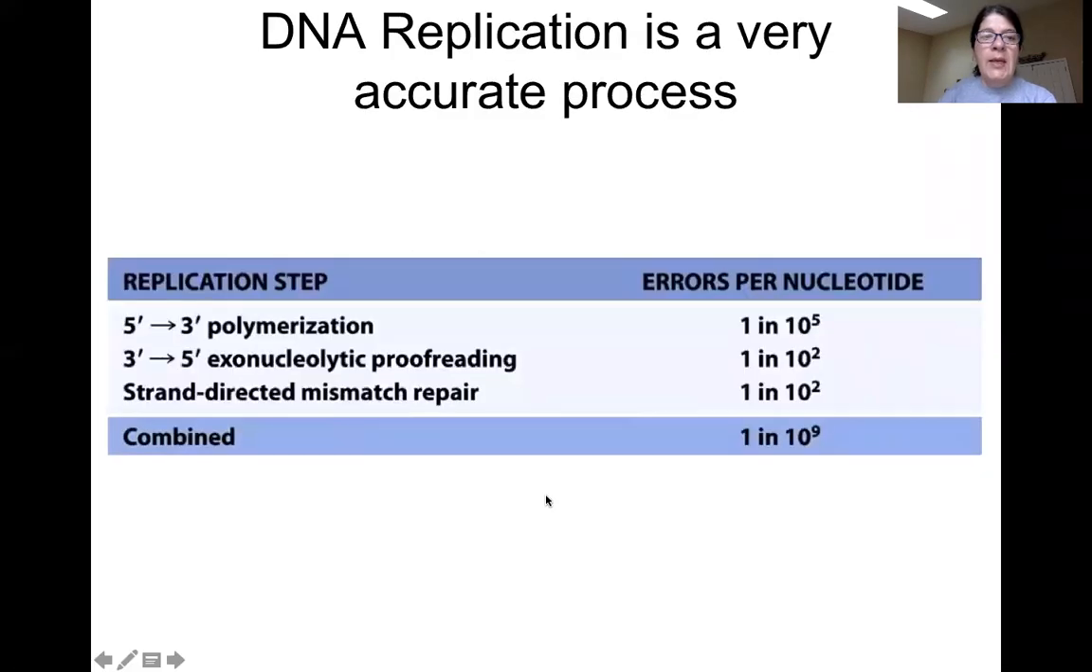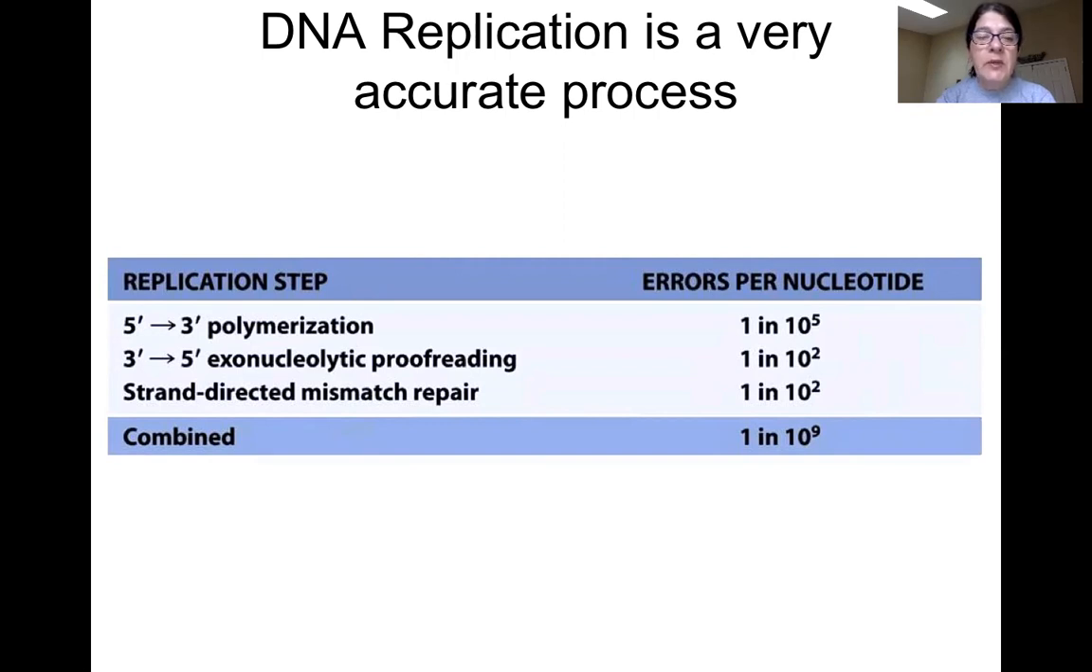So the fact that DNA polymerase works in the 5' to 3' direction and it needs a correctly paired nucleotide ensures that it is actually very, very accurate. The type of errors DNA polymerase can make are really 1 in 10 to the 5th, or 1 in 100,000 nucleotides.